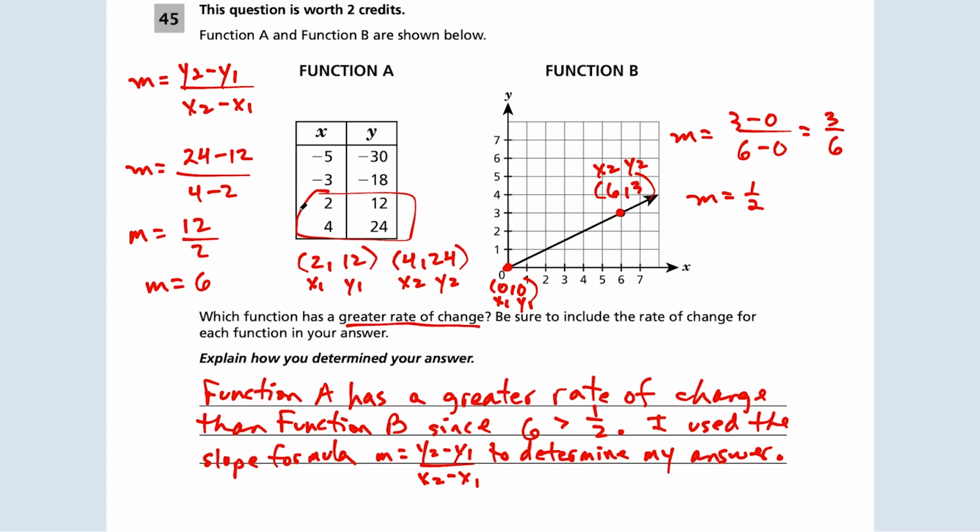Now, before we move on, just know we only have to find the slope between 2 points because function A represents a linear function here because the rate of change is not changing at all from one point to the next. And just know here, this might be a little bit extra, but they said explain how you determined your answer. So that extra sentence I wrote just explained that I used the slope formula to determine the answer.